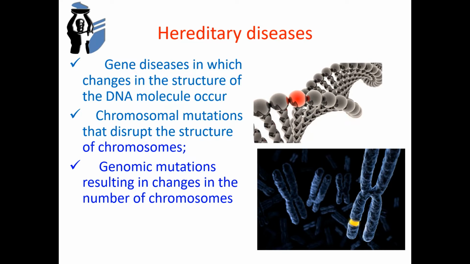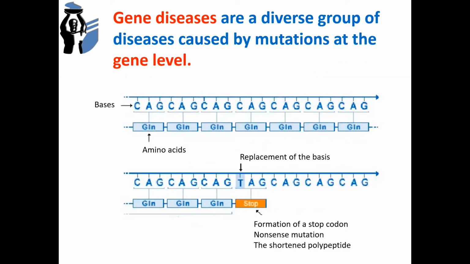Gene diseases, in which changes in the structure of the DNA molecule occur. Chromosomal mutations that disrupt the structure of chromosomes. And genomic mutations, resulting in changes in the number of chromosomes. Well, let's speak about all these diseases. So, gene diseases. Gene diseases are a diverse group of diseases caused by mutations at the gene level.